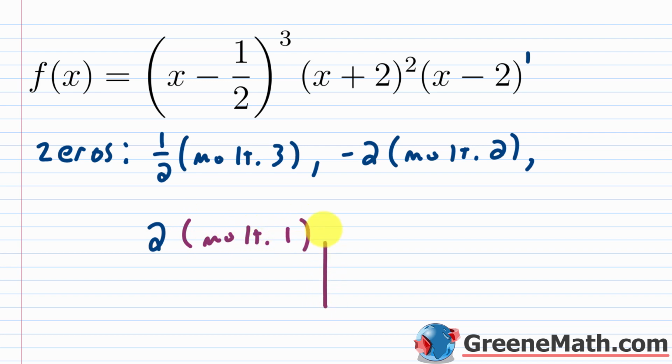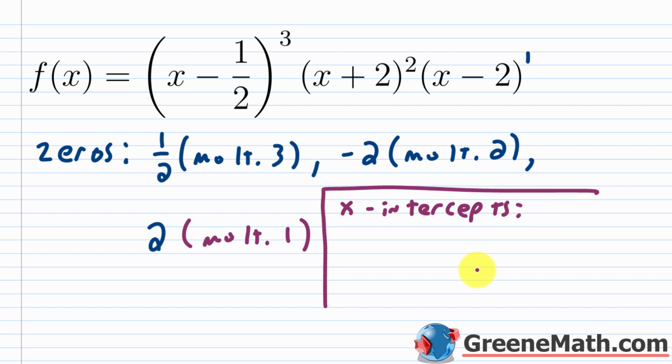So let me make a little border here. And let's think about what we would expect. So these are the x-intercepts. So we're going to have one at 1/2, comma, 0. Now the multiplicity for that 0 is 3. So I know that this is going to cross through the x-axis there. And I also know because the multiplicity is 3, it's greater than 1. So it's going to flatten out near that 0.